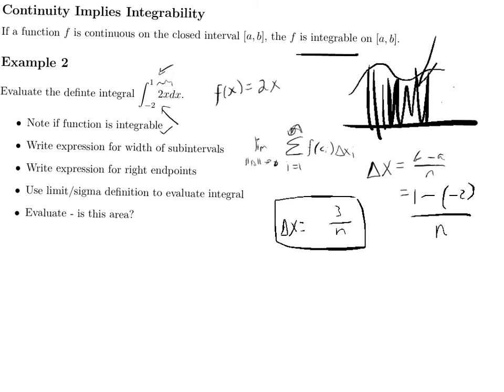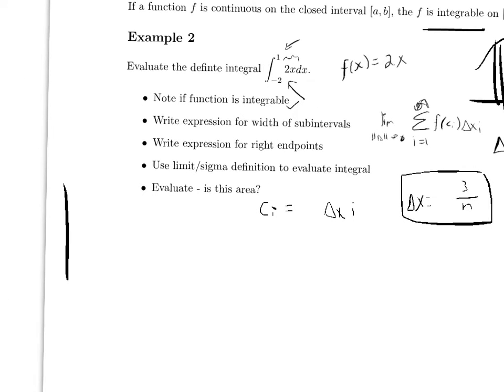All right, the next task we have to tackle is what points are we going to pick? Well, what were the points that we liked to pick before for ci? Before, the easiest ones were the right endpoints, right? In general, if we start at 0, then our right endpoints are i times delta x. However, we don't start at 0 here. In fact, I'll sketch a graph really quick.